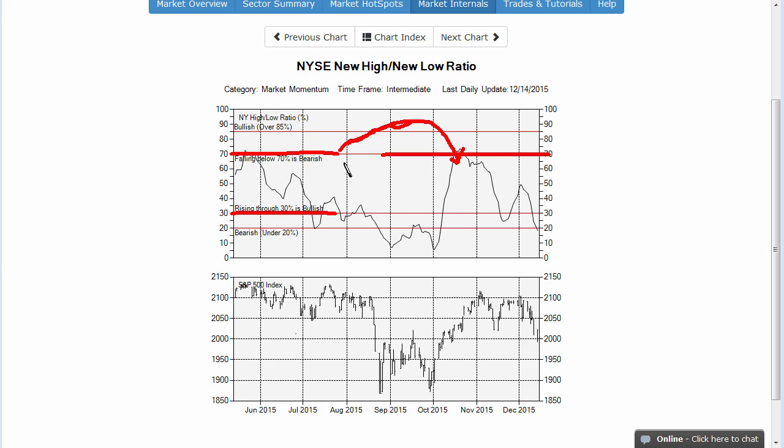Now, if you're in a market condition where you've got lots of new highs, and I'll go into more detail in just a minute, you've got lots of new highs and you just dip below 70, that's not going to be a problem. But in this case, as you can see, the market ran up, just got over 70, which isn't very strong, and then starts to roll over.